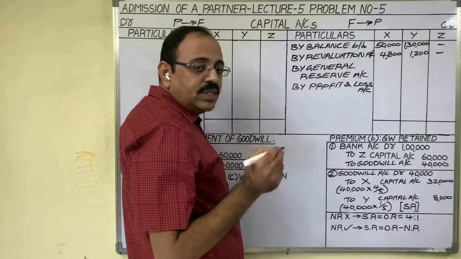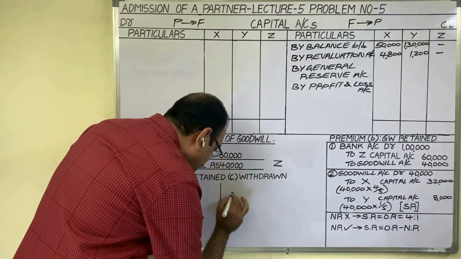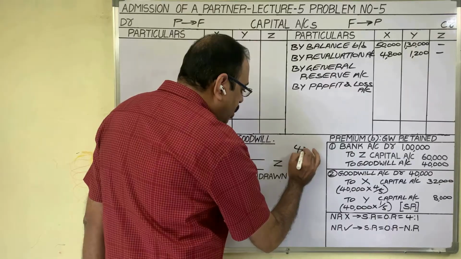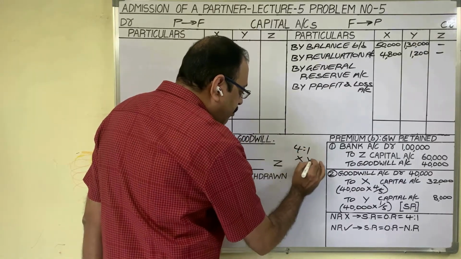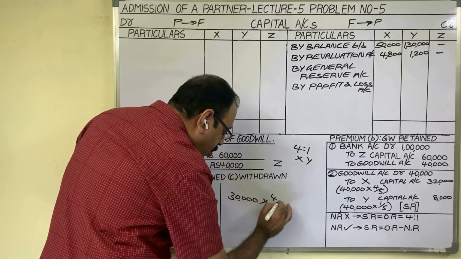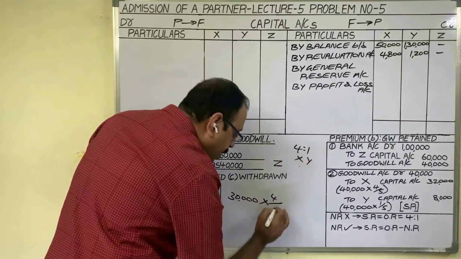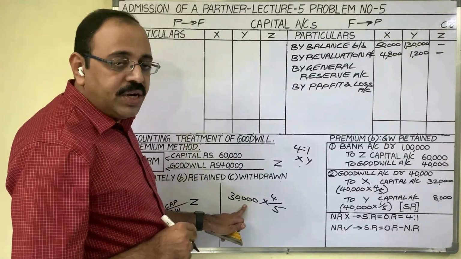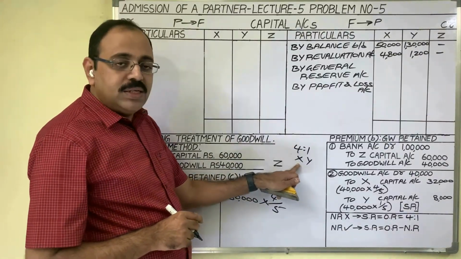General reserve amount is 30,000 rupees. In that 30,000 rupees, old ratio is 4:1 now for X and Y. In 30,000, 4 by, add these two numbers, 5. 4/5 of 30,000 should belong to X.